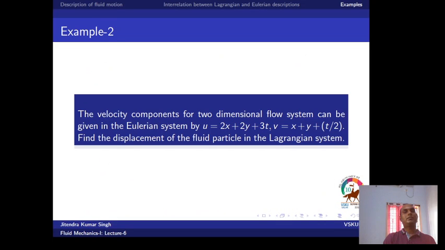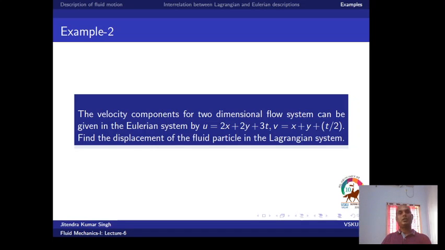Now we shall discuss one more example here. I am giving this one to you as an exercise. So please try it as an exercise, exactly similar to the previous problem. The velocity components for a two-dimensional flow system are given in the Eulerian system by u is equal to 2x plus 2y plus 3t and v is equal to x plus y plus t by 2. Find the displacement of the fluid particle in the Lagrangian description. So exactly a similar problem, this is an exercise for you.